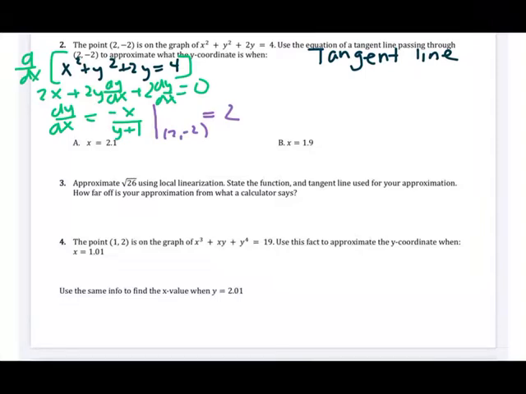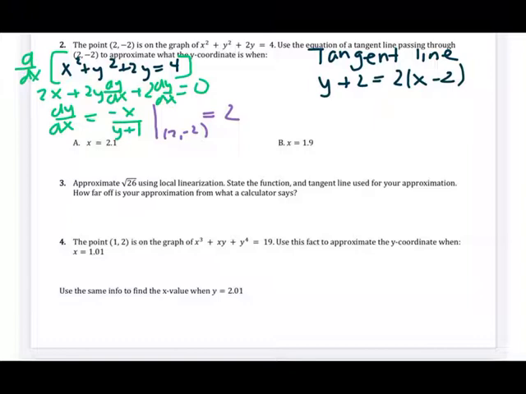So when you differentiate implicitly, you're going to end up with dy/dx equals negative x over y plus 1. And then we're going to evaluate that at the point that we're talking about in this problem, (2, -2). That's going to give us that the slope of our tangent line is 2. So then we're going to write the equation of our tangent line: y minus y1, or y minus negative 2, so y plus 2, equals our slope times x minus 2. Wow, that is a lot of 2's in this problem.